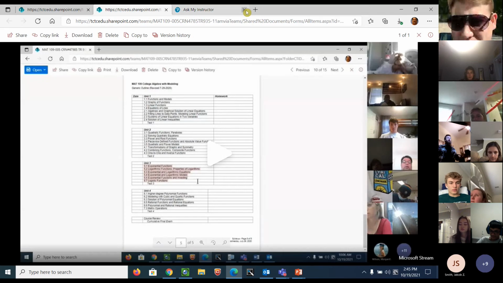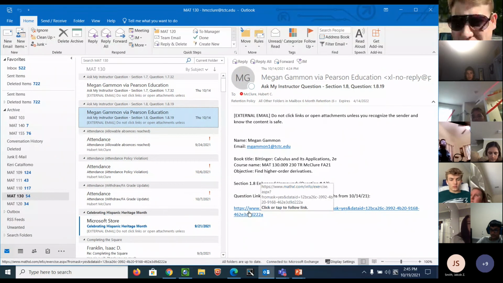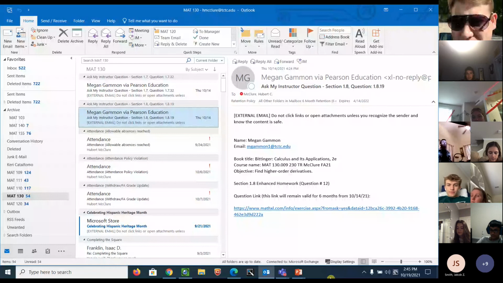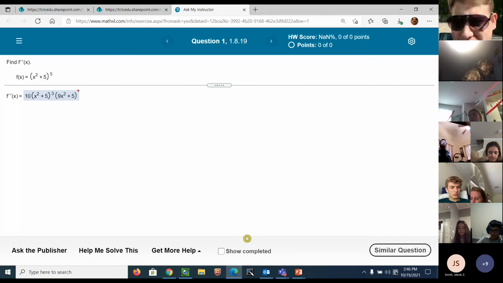All right, next. 1.8, 19/12. They want f double prime, so f of x is equal to x squared plus 5 raised to the 5th power.